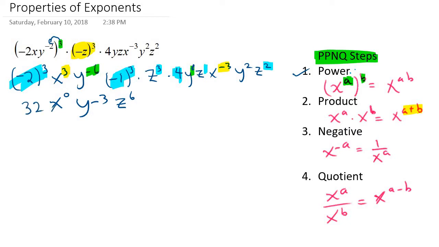Okay, now we're ready. We've done power, we've done product. Now we're going to do the negative exponent, because there's a negative involved. It's advisable to have a fraction bar drawn to take care of opposite sides. So the 32 has no negative, so it's just 32.